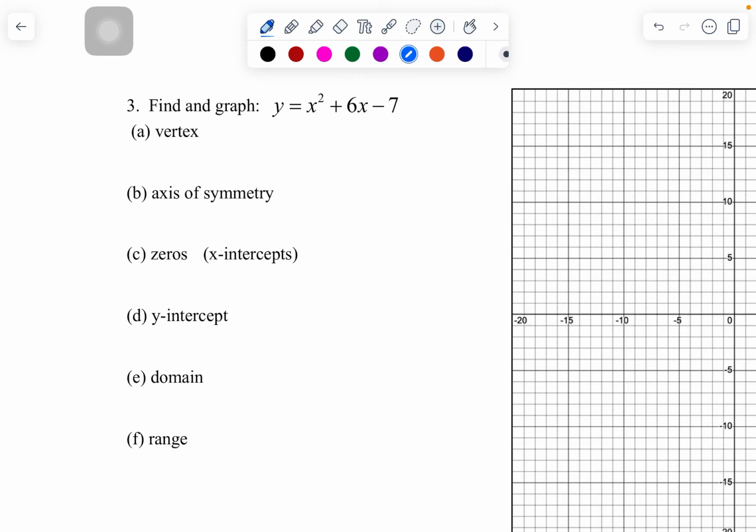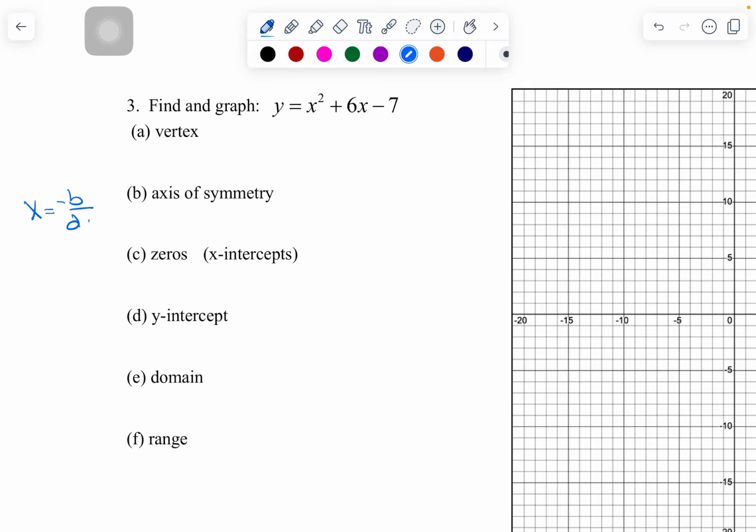So this is the third video for Notes 49, and it's the third problem. In order to graph this quadratic equation, we're going to be finding all of these little bits, parts, and pieces, and then I'll end with finding the domain and range. So the first little bit, part, or piece I find is I tend to find the axis of symmetry first.